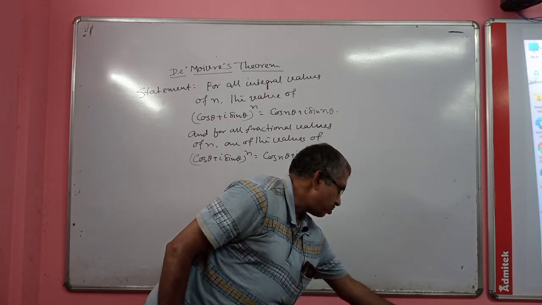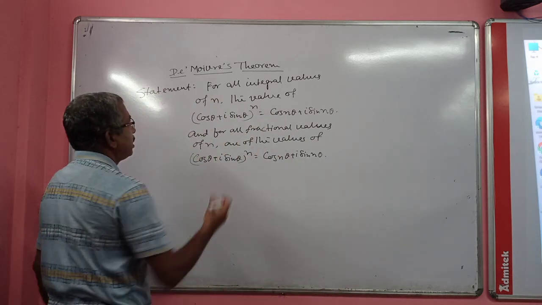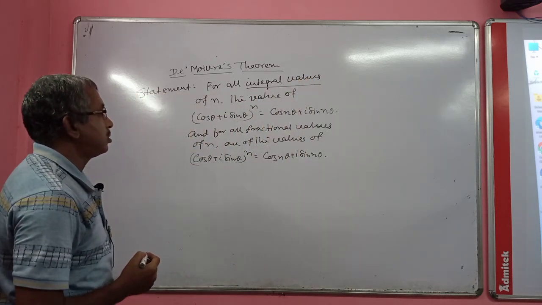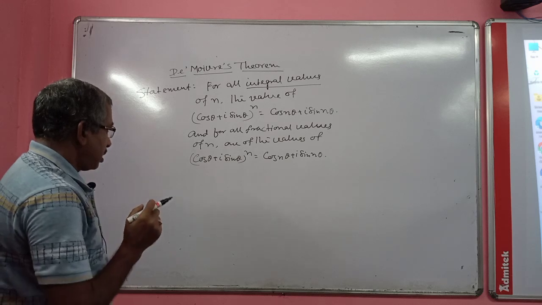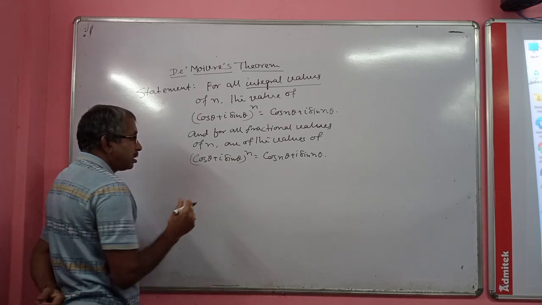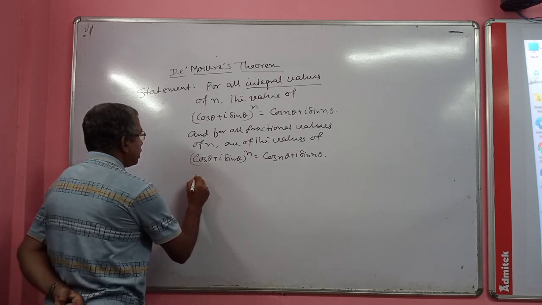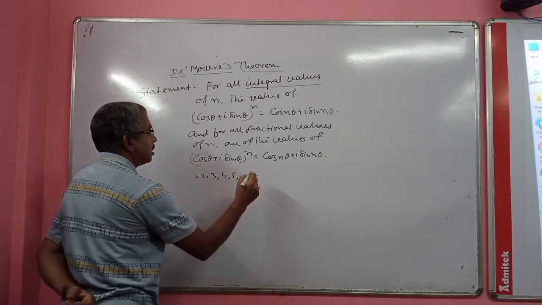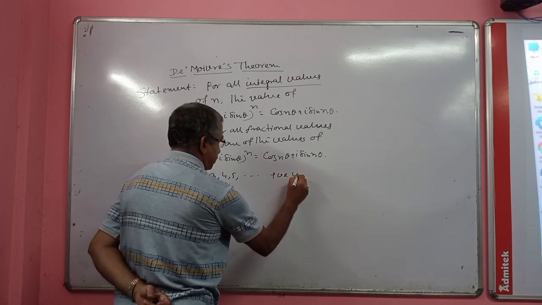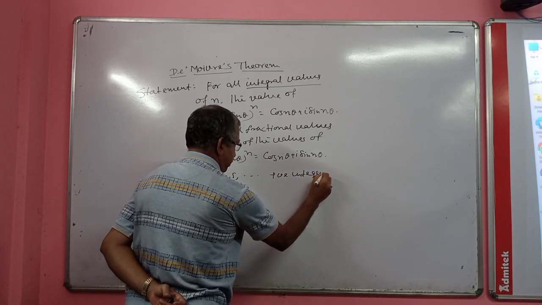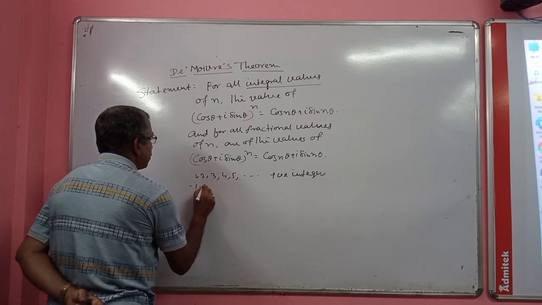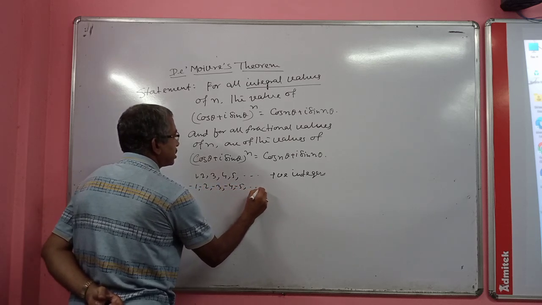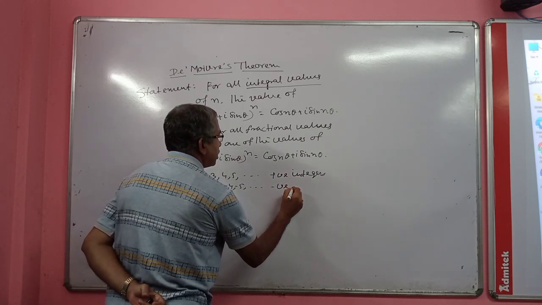Now, what are integral values? Let us discuss the integral values. Integral values means integers. Positive integers are 1, 2, 3, 4, 5, etc. Minus 1, minus 2, minus 3, minus 4, minus 5, etc. are negative integers.